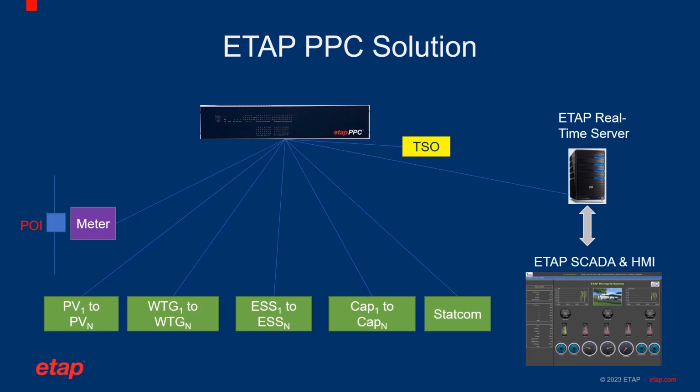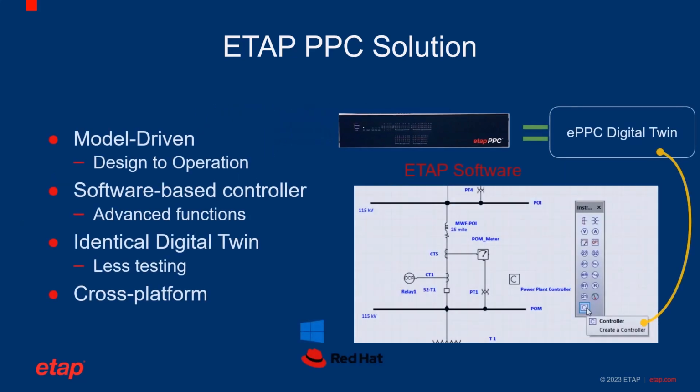First of all, EPPC is a hybrid solution that is capable of working with different types of generating units. Also, EPPC works very well with ETAP SCADA solution, which makes it a complete and comprehensive solution for control of power plants. ETAP PPC is also a model-driven solution. This is a key feature of EPPC when it comes to controlling multi-POI systems.